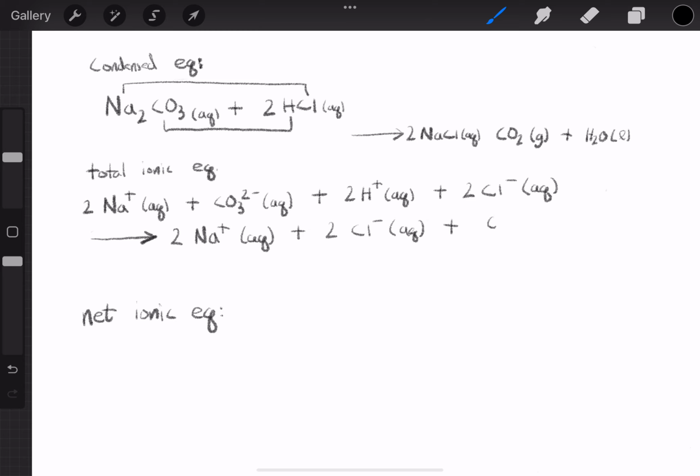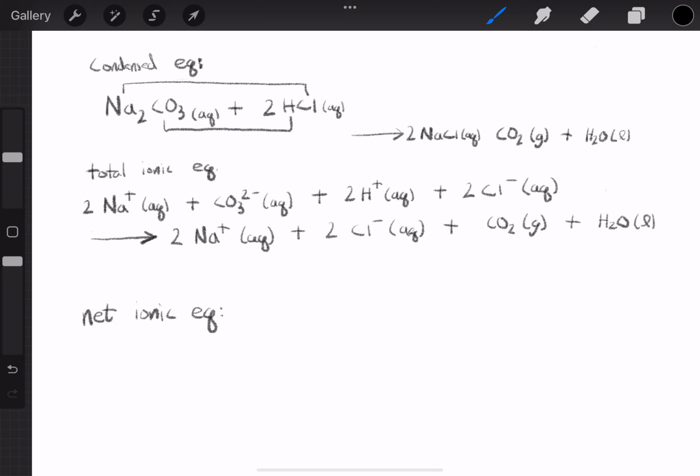Carbon dioxide is a molecular compound, so we cannot decompose it. It's a non-electrolyte, it won't form ions. Same with water. Water is the solvent, so we can't say water aqueous because that makes no sense. Aqueous means dissolved in water as a solvent, so we put it as a liquid. That's what L stands for.